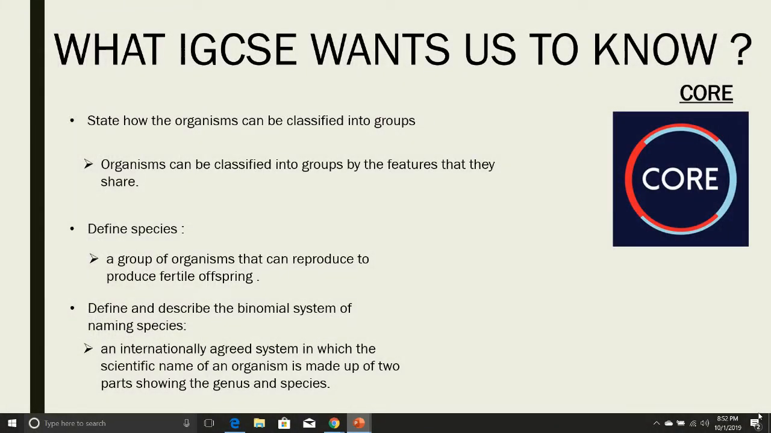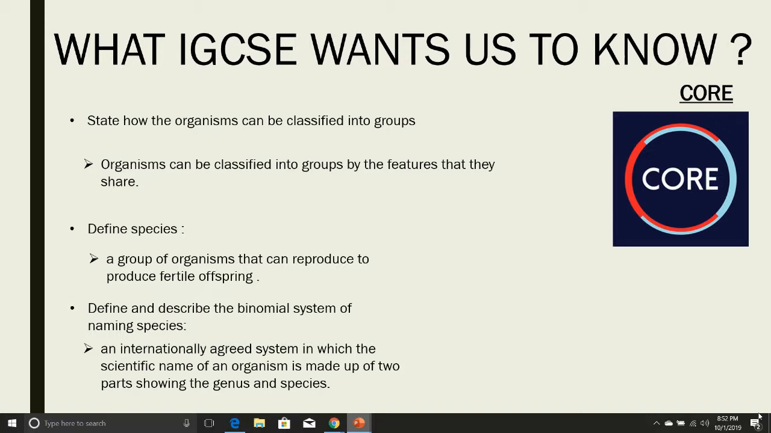What does IGCSE want us to know? In the core part of exam, they want us to state how organisms can be classified into groups. So the answer for this is organisms can be classified into groups by features that they share. They want us to define what is species. A group of organisms that can reproduce to produce fertile offsprings.